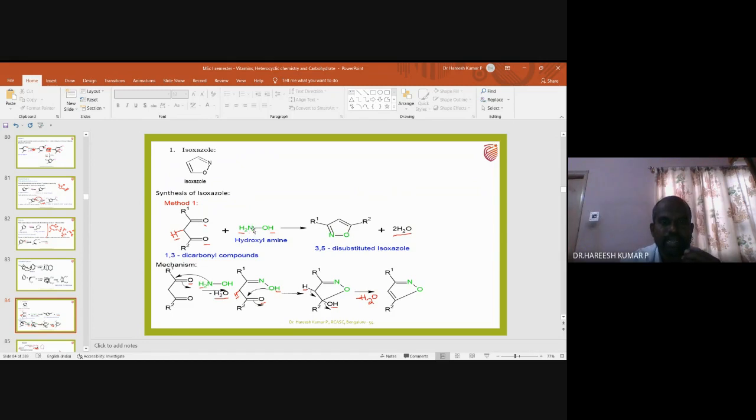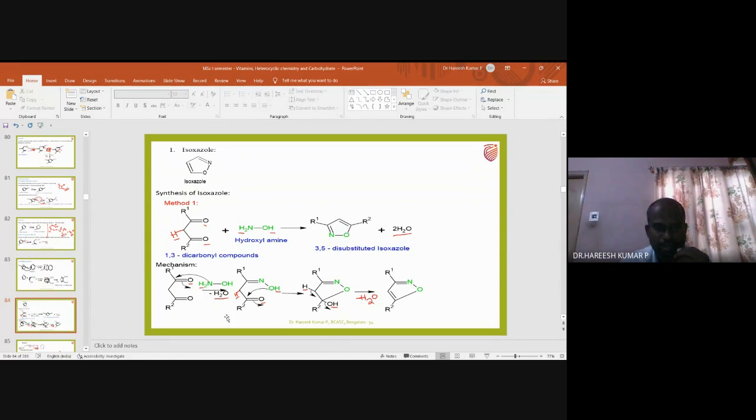This bond pair is coming over here, and this bond pair can react with this nitrogen. Otherwise, the lone pair present on the nitrogen can attack here, and OH is going out. Similarly, the lone pair present on nitrogen can attack here, and OH will go out. So that is how an isoxazole is obtained. And here is the mechanism, how the 1,3-dicarbonyl compound is converted into isoxazole.